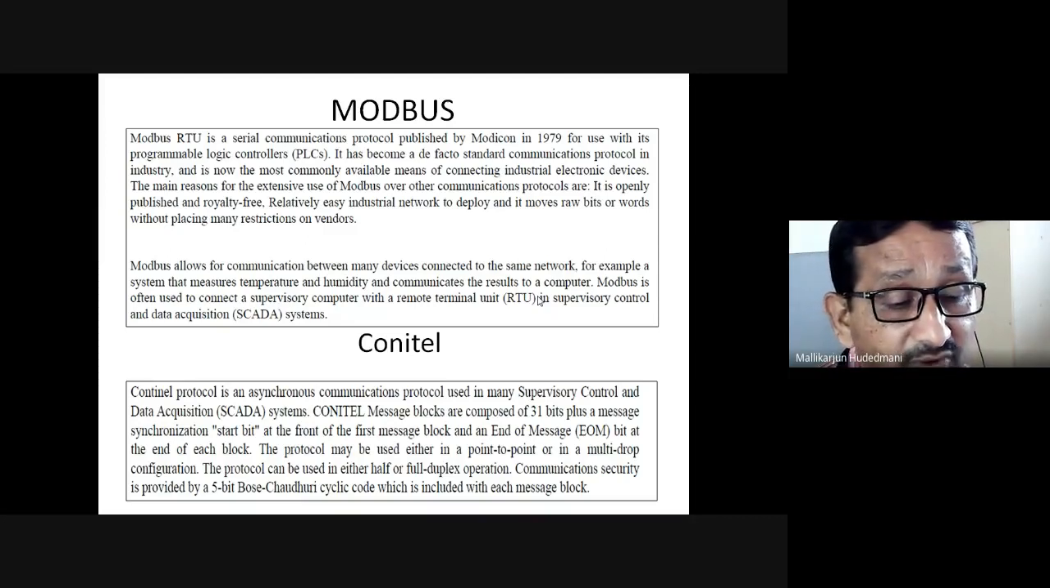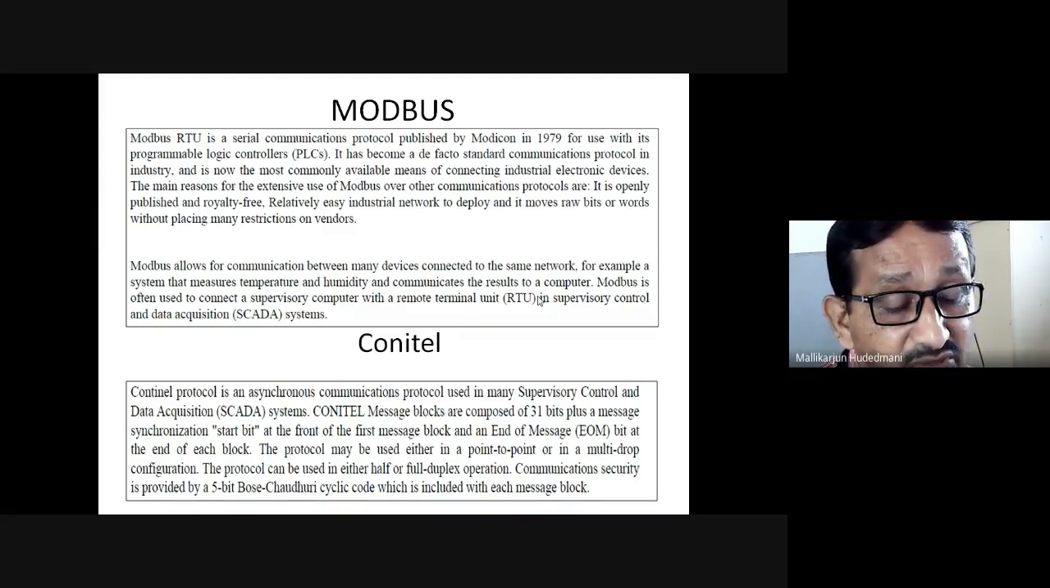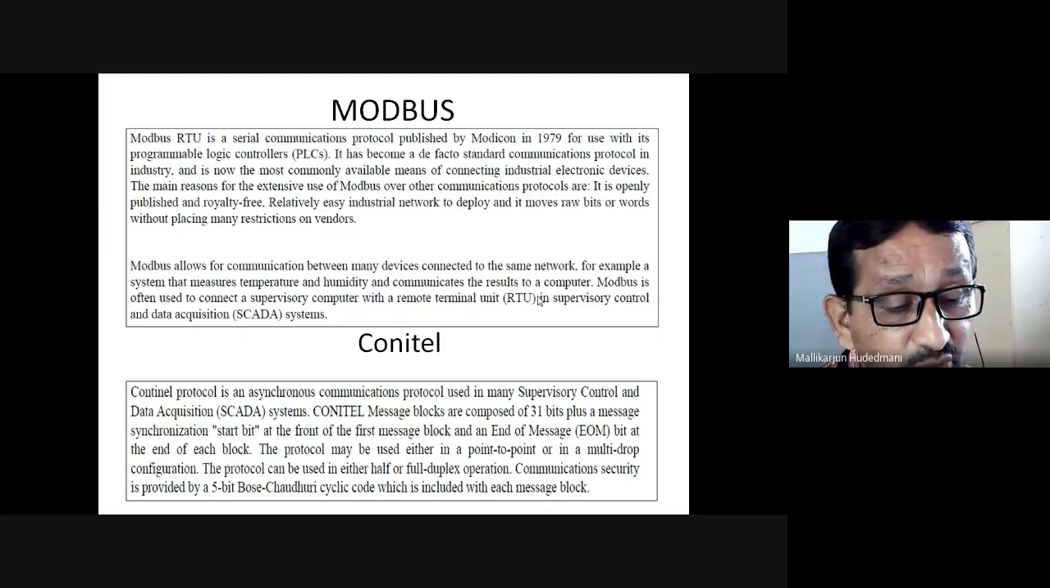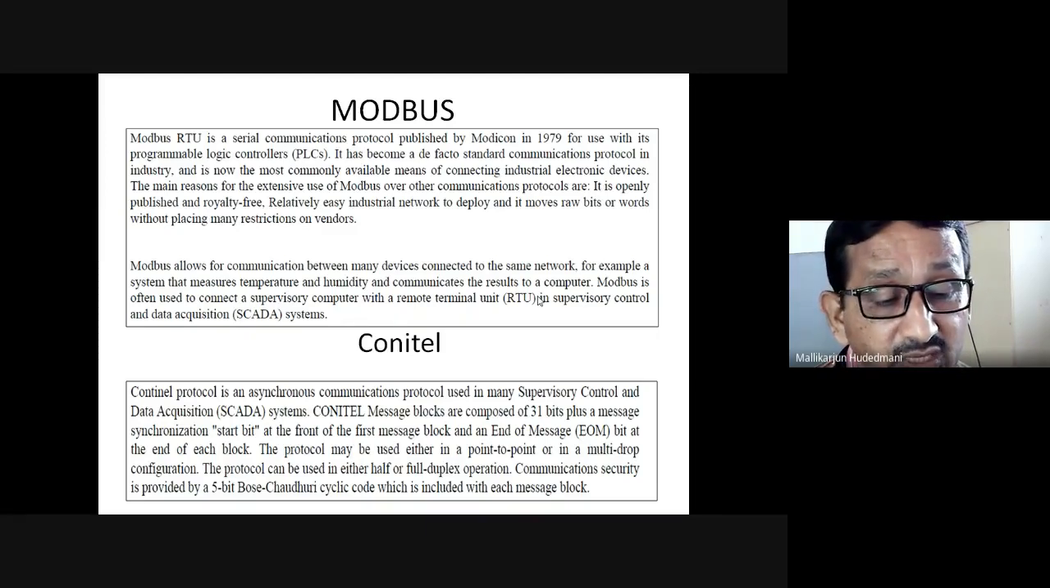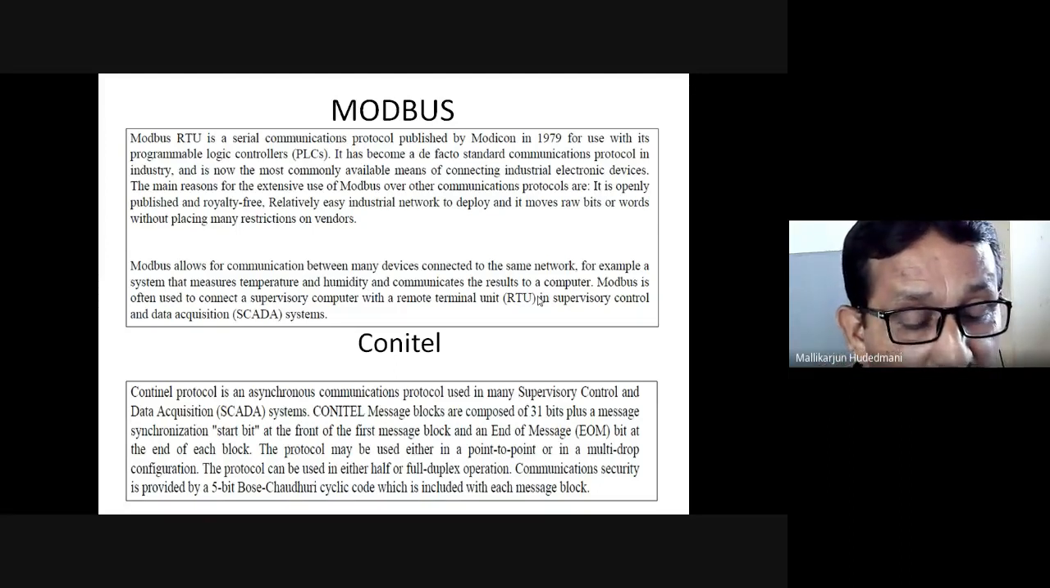Modbus allows communication between many devices connected to the same network. For example, a system that measures temperature and humidity communicates the results to a computer. Modbus is often used to connect a supervisory computer with a remote terminal unit. So we were speaking about the other part of the communication in a plant. When I bring in automation, the temperature monitoring, voltage, current and power measurement were all individual functionalities within the equipment.